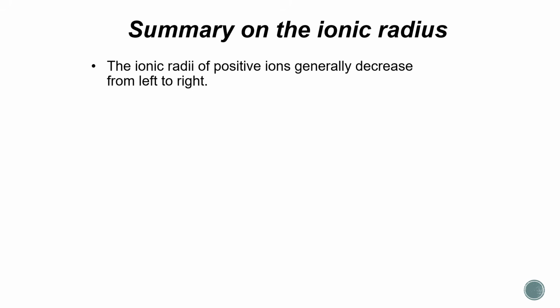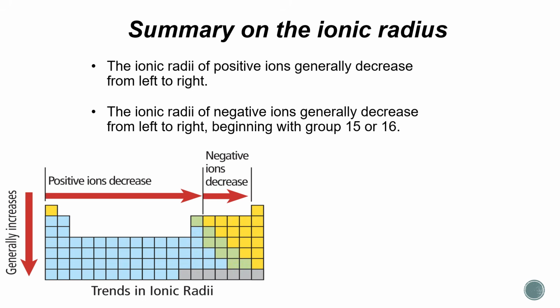Okay, now what we care about is when we look at the periodic table and see how these sizes change. So the ionic radii of positive ions decrease from left to right and increase from up to down, same as atomic radius. Okay, but the ionic radii of negative ions generally decrease from left to right, beginning with group 15 or 16.